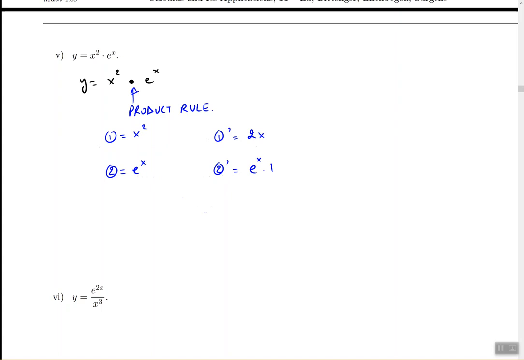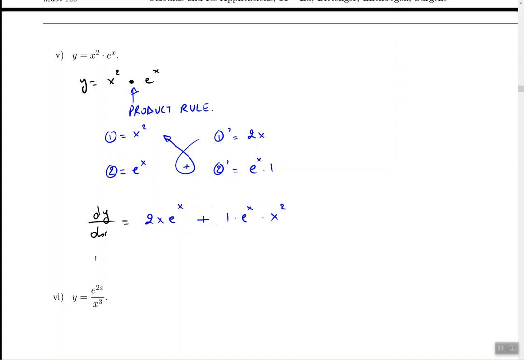Keep in mind that because we're doing the product rule, we're going to multiply 1 prime 2 and 2 prime 1 and then add everything in the middle. So the derivative that we're looking for, the dy over dx, is going to be the product of the two corners, 2x with e to the x, and added to that is going to be the 1 e to the power of x multiplied with the x squared. Okay, and that's pretty much going to be it.